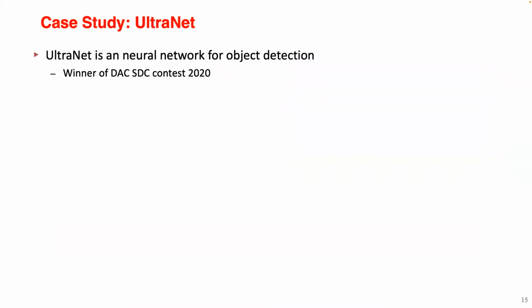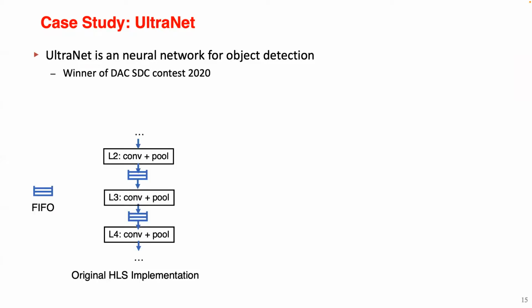We use the Ultranet as another case study to show how HeteroFlow can be used to build a complicated 2D systolic array, and how we can use HeteroFlow, the new DAO2 primitive, to connect systolic array kernels with non-systolic array kernels and build a complete accelerator design. Ultranet is an object detection neural network, and it's the winner of DAC SDC Contest 2020.